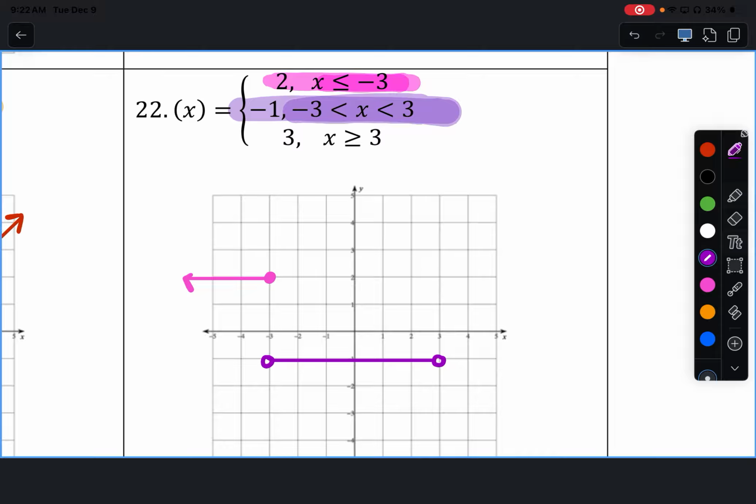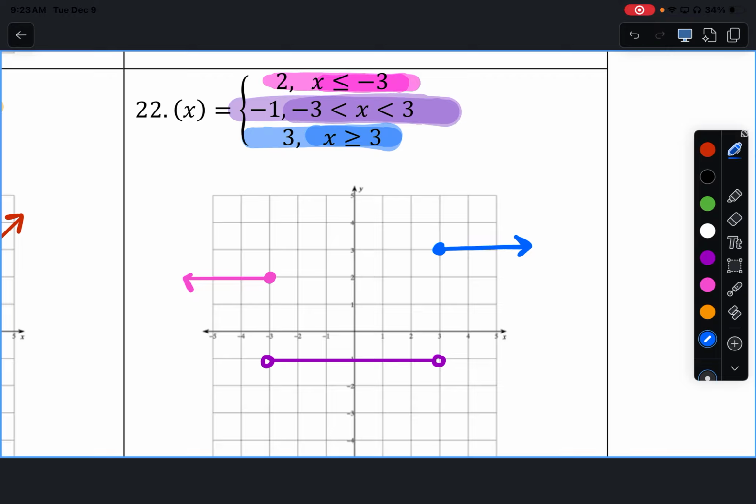Okay, then we have our last piece, which is 3 when x is greater than or equal to 3. So it's going to be a horizontal line at 3 when x is greater than or equal to 3, which would look something like that. Okay, so remember, if you have just a constant in there, it is a horizontal line.